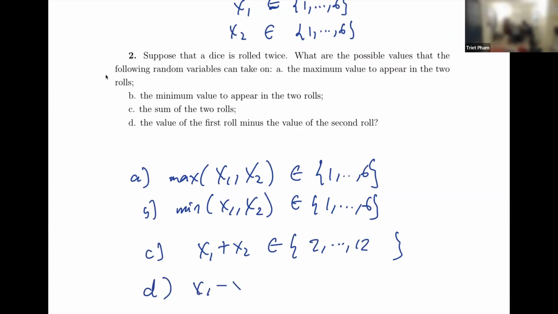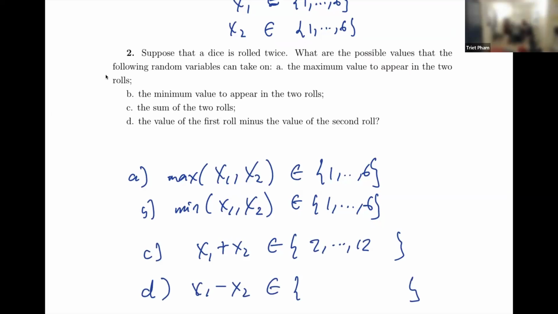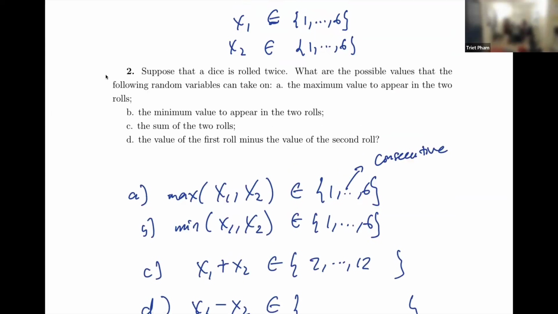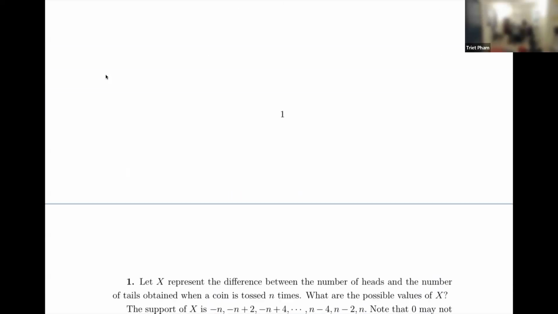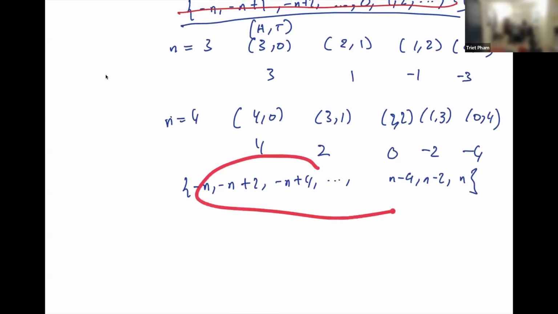D would be x1 minus x2. And this would be? And by the way, I guess inherently the dot dot dot here is consecutive. I think that's the default read. So when we say 1 dot dot 6, we don't mean any special gap. If you want to express a special gap, you probably want to tell people in some way.